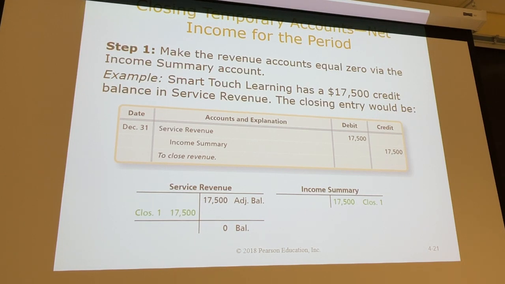And then the other side of this journal entry is automatically that special account that we call income summary. So we credit income summary for $17,500.